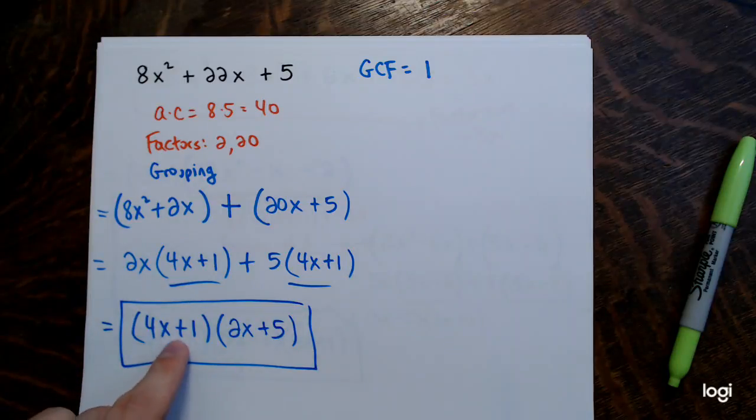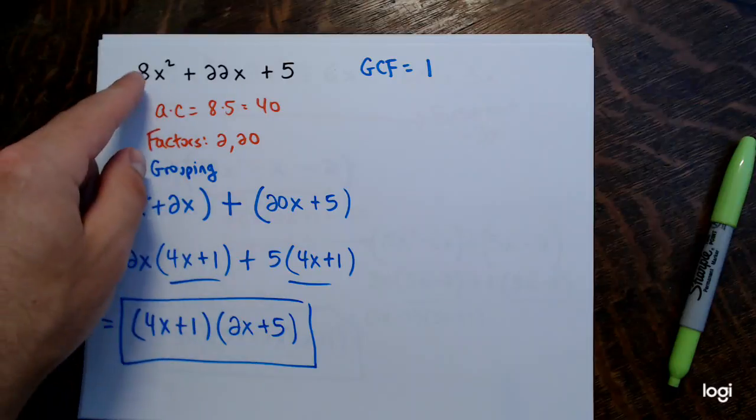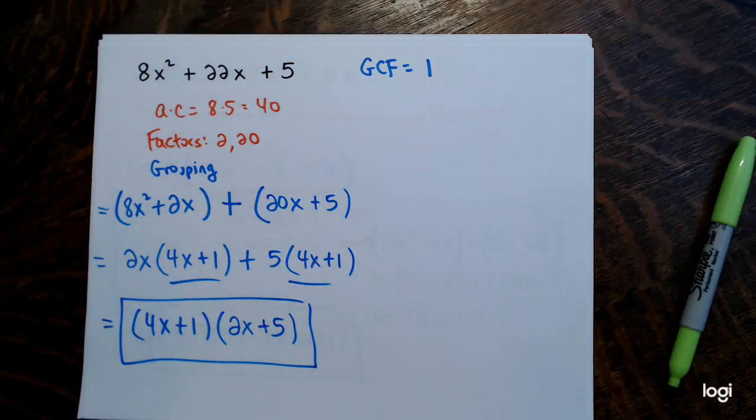Alright, 4x plus 1 times 2x plus 5 would be 8x squared plus 22x plus 5. And again, double check by foiling, distributing, multiplying. Distribute the 4x, distribute the 1, combine like terms, you will get 8x squared plus 22x plus 5 back.